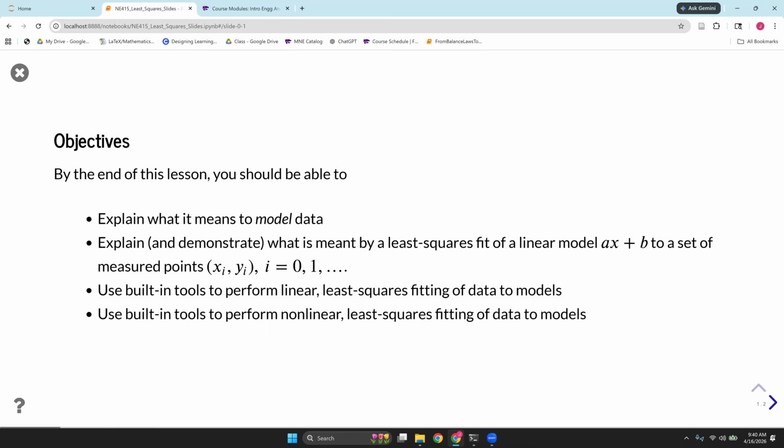So we'll use some built-in tools. We'll go through a little bit of theory, relating it back to the matrices that we've dealt with. Then we'll use that to do some built-in tool exploration. There are a number of things that can do linear least squares, and then we'll also look at things for nonlinear least squares.